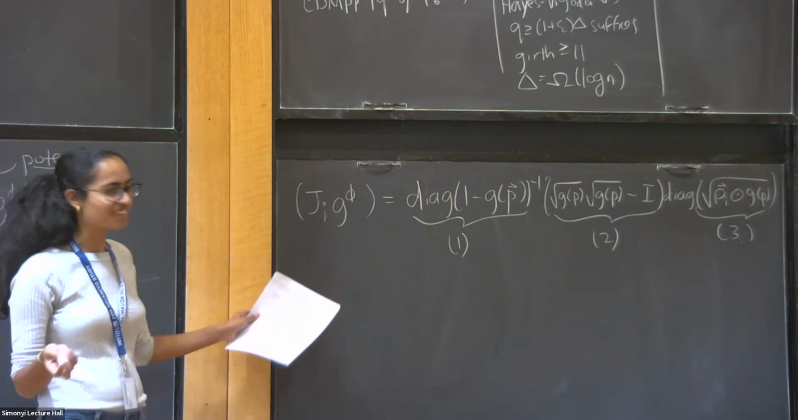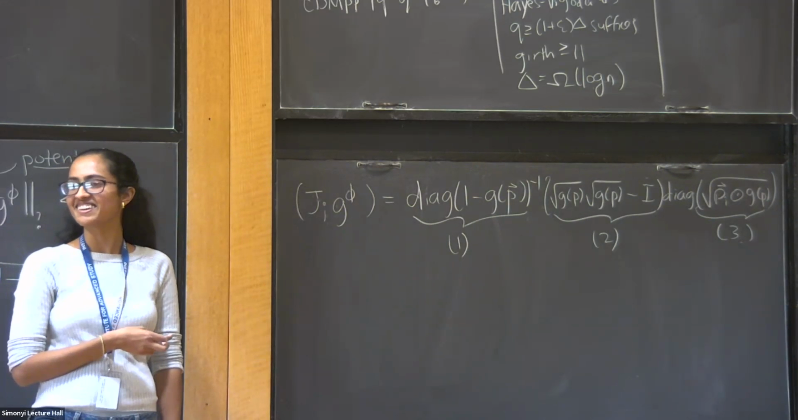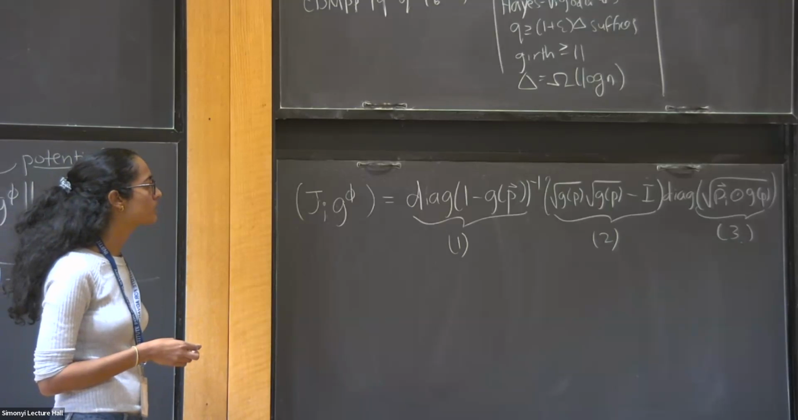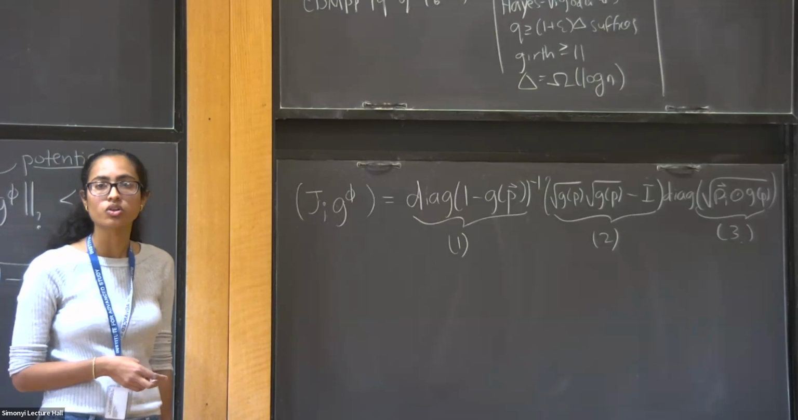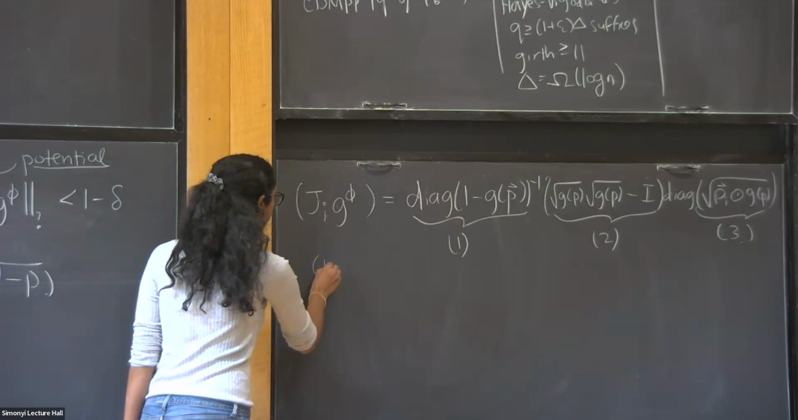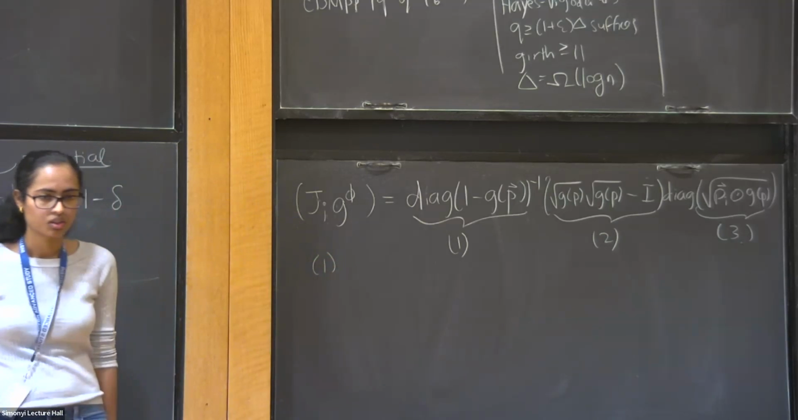Now you're like, okay, I wrote some big expression down. Why is this making progress? Well, the reason this is making progress is because we're going to be able to control the L2 norm easily of each of these 3 terms. So let's start with the first term. So this is just a calculation.